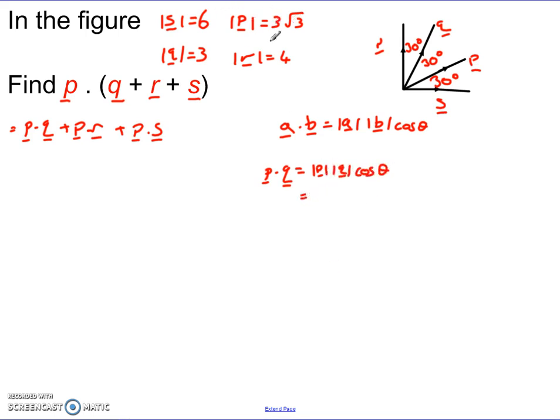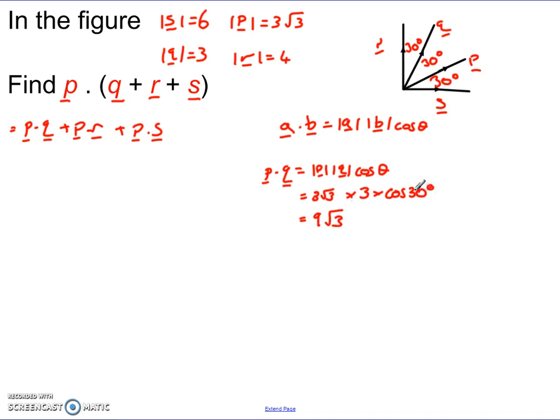Now we're told what the magnitude of P is. That's 3 root 3. We're told what the magnitude of Q is. That's 3. We also know what the angle is. Look at the diagram. There's P, there's Q. The angle between them is 30. So we're after cos of 30 degrees. So 3 root 3 times 3, that gives me 9 root 3.